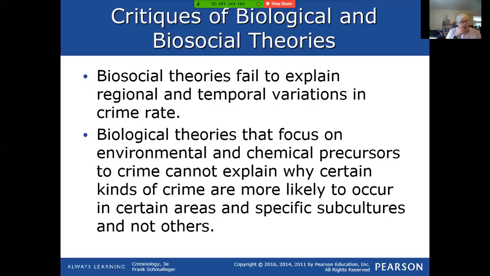How come? You also have the issue that biological theories that focus on environmental, mental, and chemical issues can't explain why certain kinds of crimes are more likely to occur in certain areas and specific subcultures and not others. It's another one of those things where you say that this environmental issue contributes to crime and this chemical contributes to crime, but how come it occurs here and not in this other geographic area that might have the same thing? And again, you have to go back to the interplay, but that's the critique. You're saying this is what happens, but there are other places where it doesn't happen, but they've got the same problem.